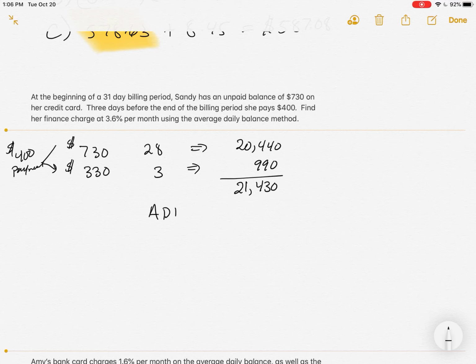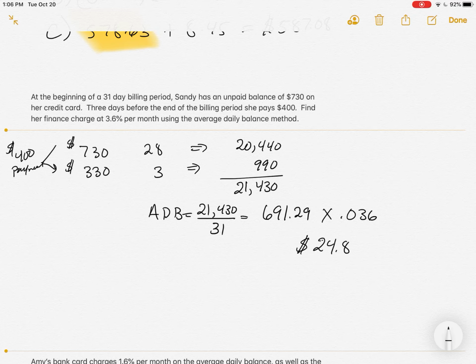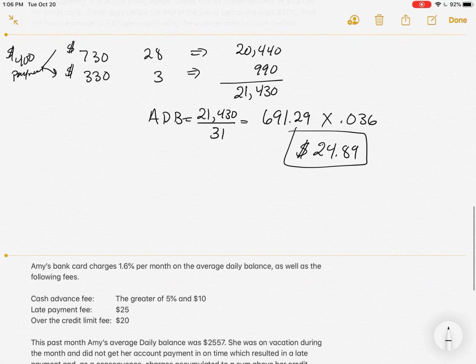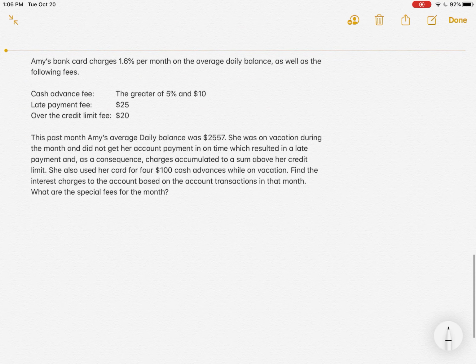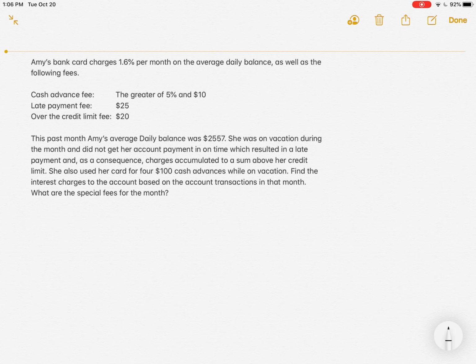So the average daily balance is going to be that $21,430 divided by 31, and that's $691.29. That we need to apply the interest to. And so the answer to their question is a result of that product, which is $24.89. That's the finance charge that's on there. So pretty hefty with that large interest rate. Coming back down to a more normal interest rate of 1.6 per month, right? So if I multiply that by 12, a 19% interest rate seems right about for a credit card.